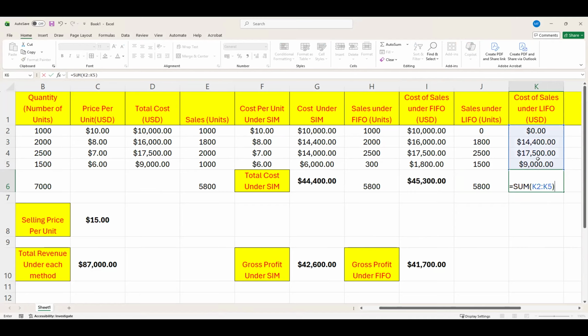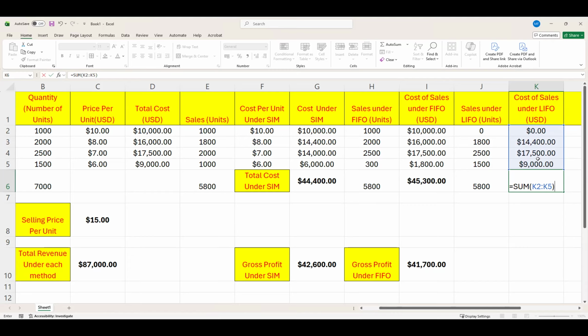Although you know the numbers and can calculate easily, just from logic, tell me: should this number be greater than 45,300 or less than 45,300? What do you think? According to you, it should be greater than 45,300. Greater than, very good.